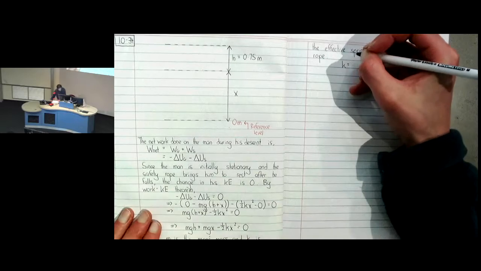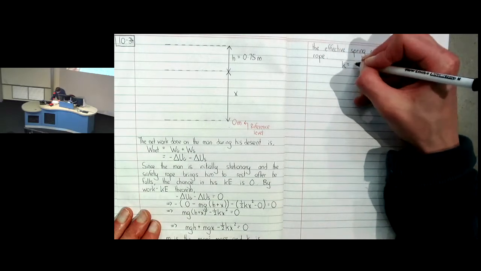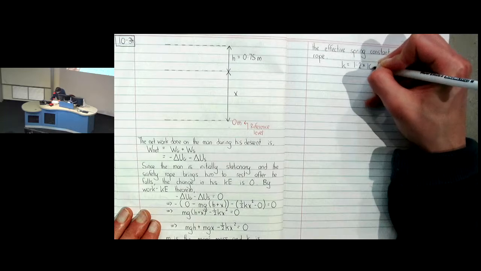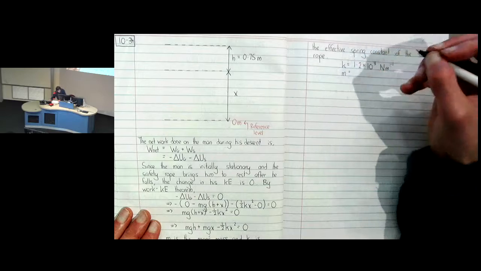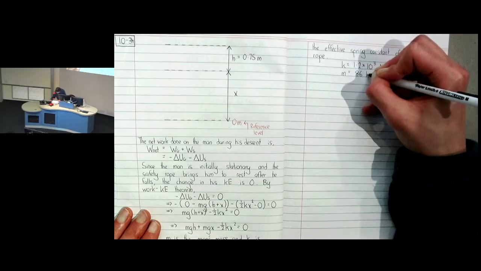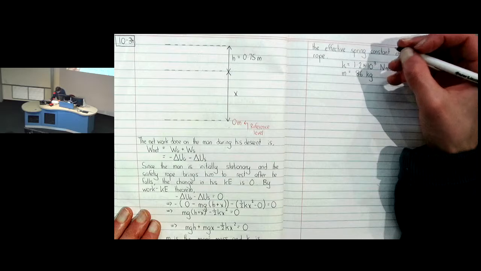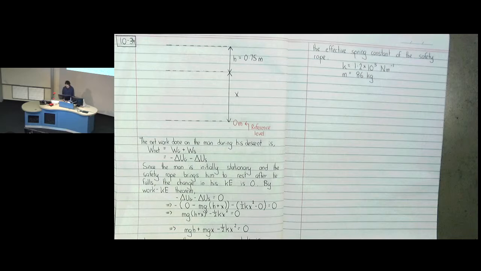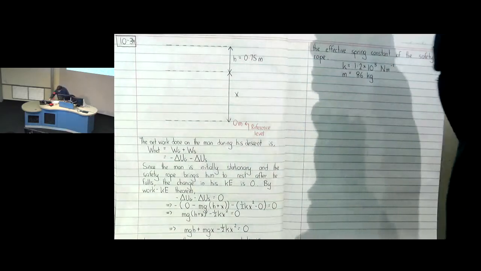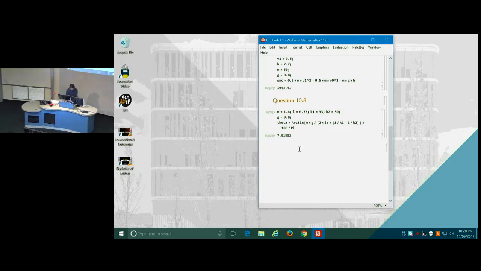So let's just write down what the quantities are. We have the spring constant is 1 times 10 to the 3 newtons per meter. The guy's mass is 86 kilos. And that h is 0.75 meters. So let's go over to Mathematica and get it to do the number crunching for us. So go over to here, and this is question 10.34. So we have that his mass is 86.